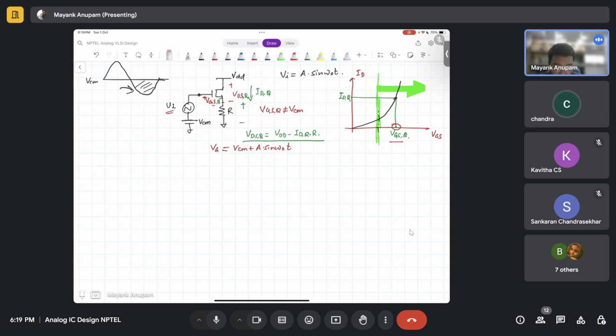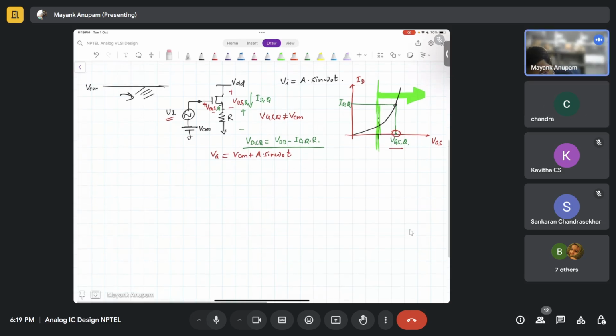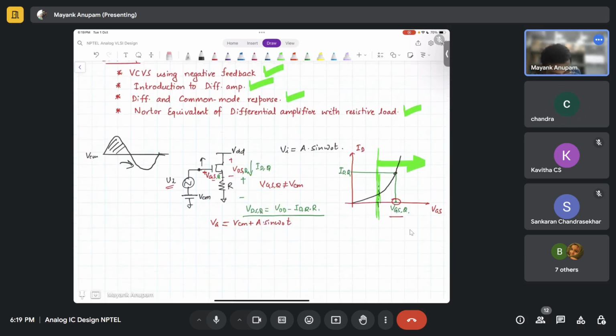In this situation at least it is not going down. It is only becoming larger than what it was in the bias condition. What is required for saturation? So now let's say it is in this region. Now the gate voltage is going up.